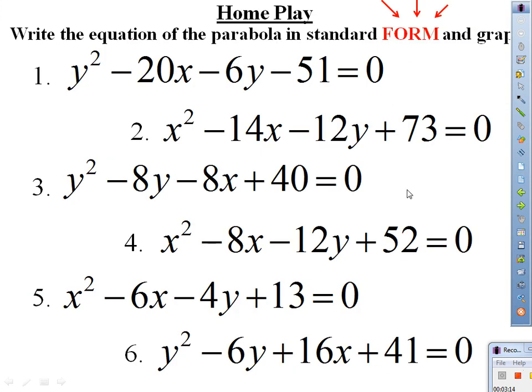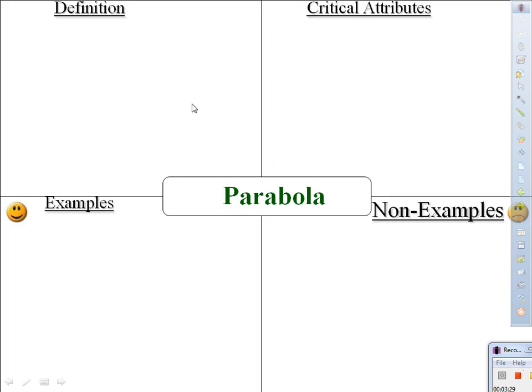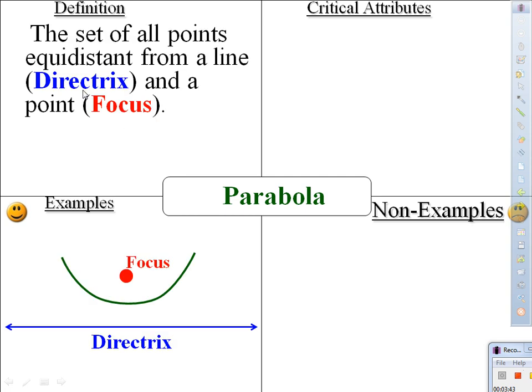So, once again, the homework is problems 1 through 6 only. Our objective for today: I can write and graph a quadratic equation of a parabola. Bless you. I can write and graph a quadratic equation of a parabola. Do we need a Frayer model? No. If I was asking for the definition of a parabola, what is the key word? Equidistant. Equidistant what? Points. From where? From a line and a point, known as the directrix and the focus. The non-example, hashtag, and so on and so forth.